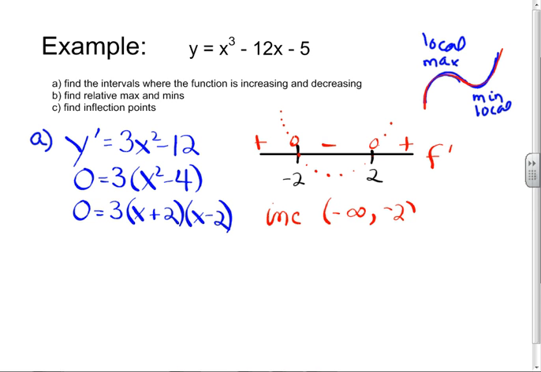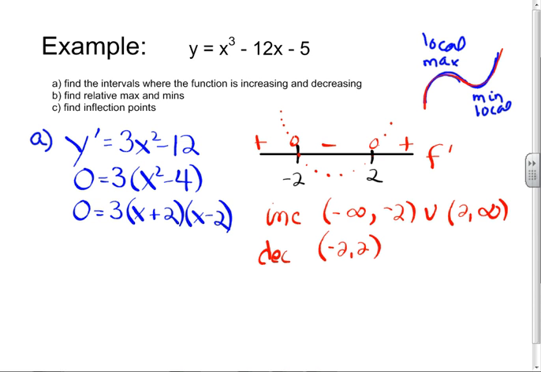-2. And then from 2 to infinity. And it's decreasing between -2 and 2. Now on the exam, they're not going to probably give you the function. They'll give you information about the derivative. And then you just go from there and try and draw pictures.